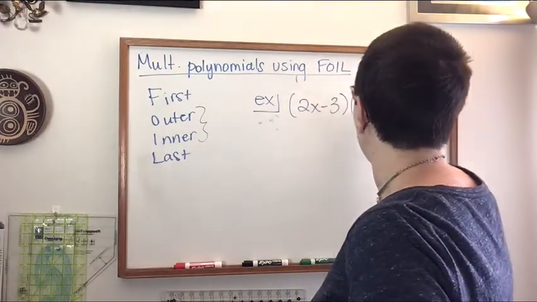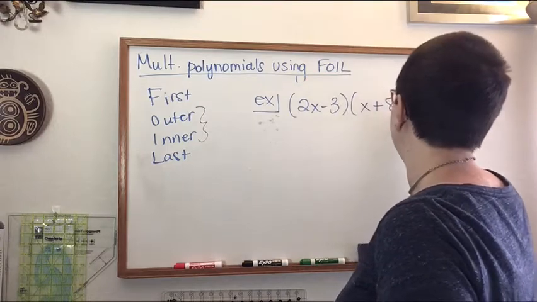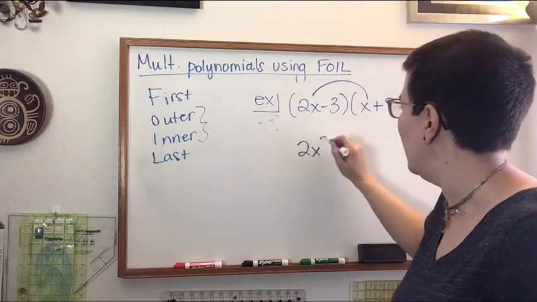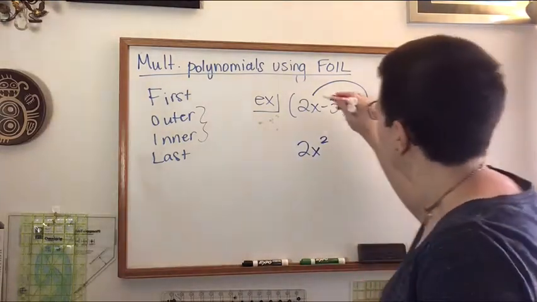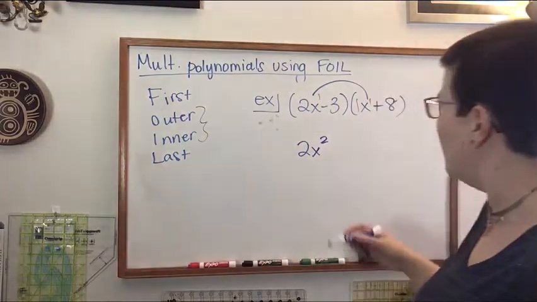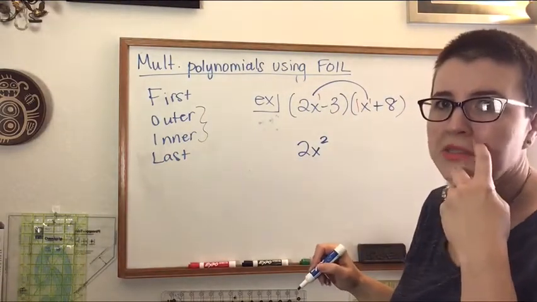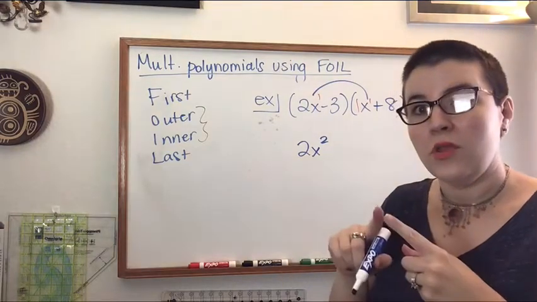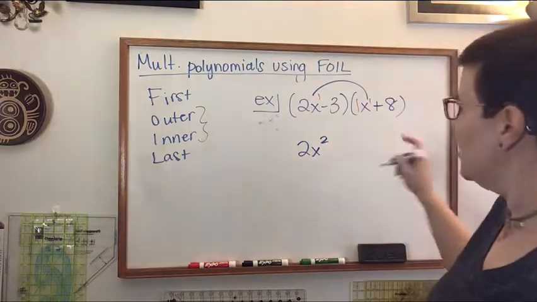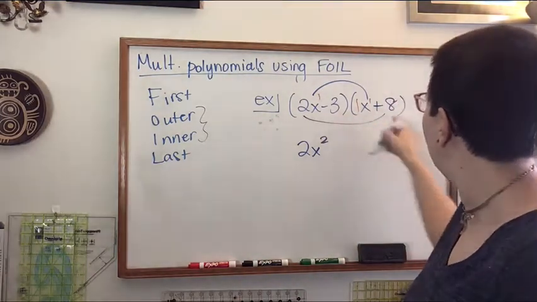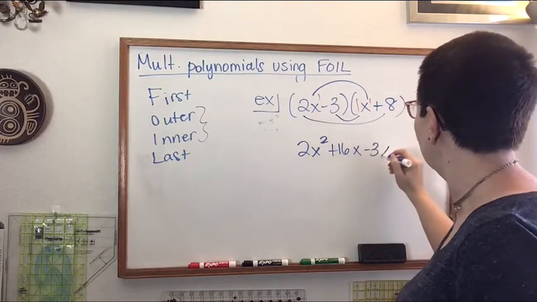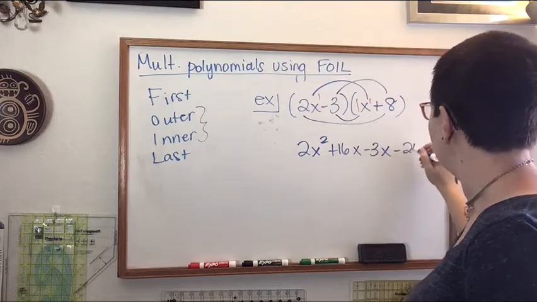2x minus 3, x plus 8. All right, first. 2x times x, that gives me 2x squared. If you need your ones on there, remember this is to the first. That's a 1x to the first. All right, now I'm not going to change my colors because at this point, if you're practicing FOIL, you can color code. You could totally color code. In fact, I have some students that do highlighting. I'm just going to go for it, though. Okay, outer, 2 times 8 is 16x. Inner, negative 3 times 1 is negative 3x. And then last, negative 3 times 8 is negative 24.